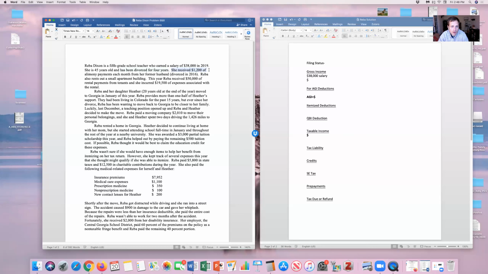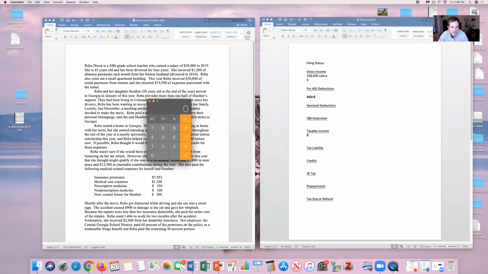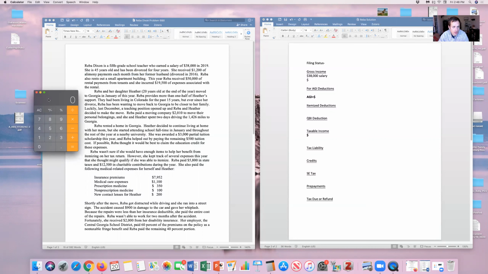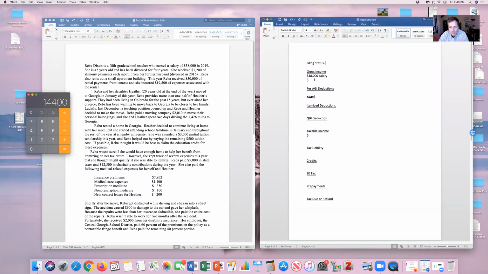She received $1,200 of alimony payments each month from her former husband. Their divorce happened in 2016. All right, because that was right prior to 2018, we are going to count that as income for Reba. So that $1,200 per month times 12 months is going to be $14,400 alimony.